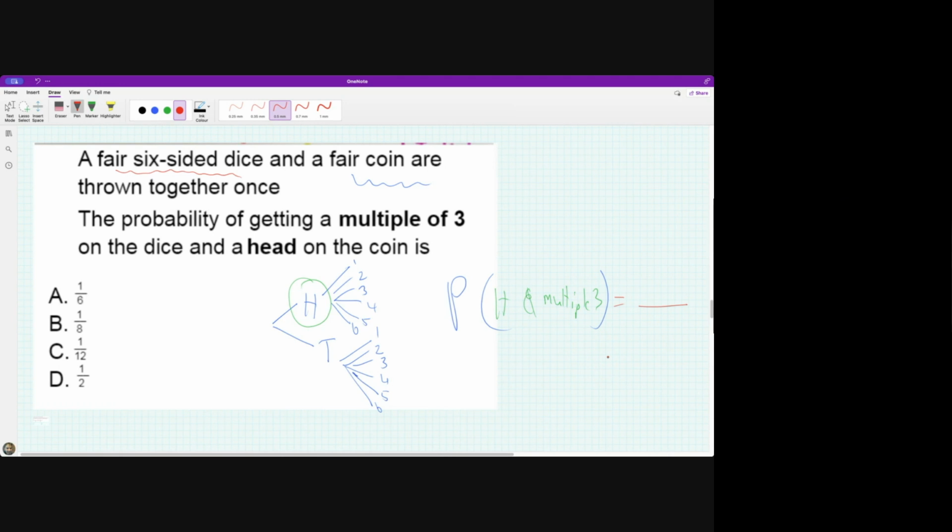How many in total? How many possibilities are there for this? If I throw a dice and a coin, how many different ways can that happen? Well, there's 6 for heads and there's 6 for tails. So I think there are 12 things that can happen. But now, of those 12, I'm only interested in the ones that are multiples of 3 and land on heads. So how many of those options land on heads and are multiples of 3? See if you can see the pathway through the tree.